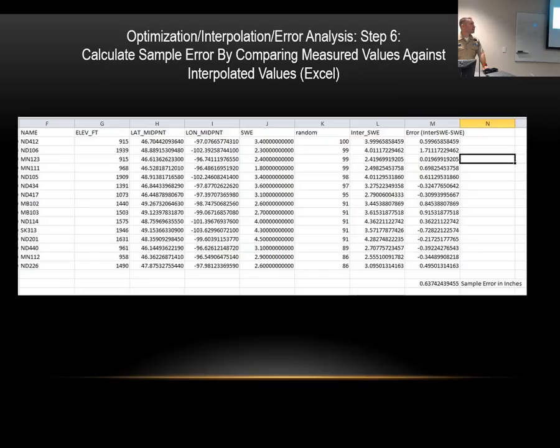So I took that table, put it into Excel, and calculated the difference between the interpolated and the actual measurement, and that gives me my sample error for each line. I then ran the standard deviation tool at the bottom, and that gave me my total sample error for the survey.